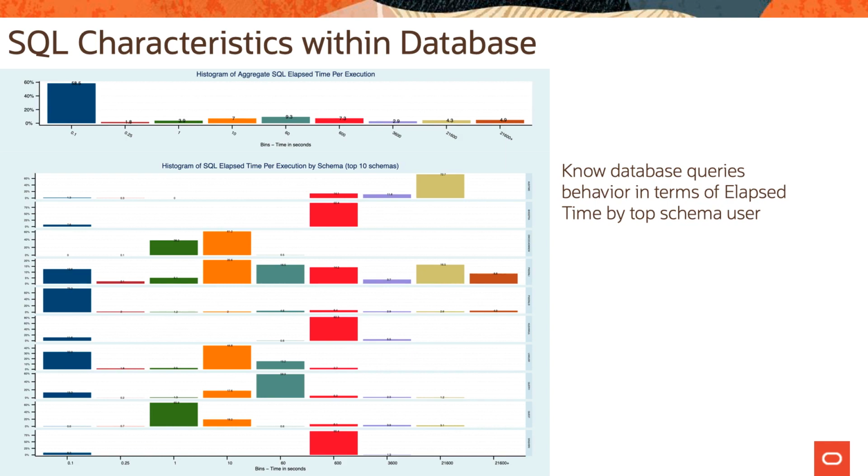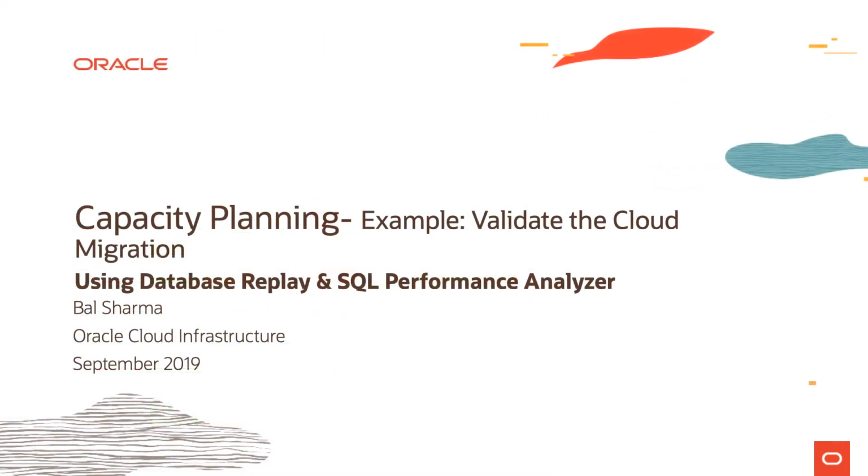So with all of this, the next module we are going to discuss is capacity planning, validating the cloud migration. Because now we know how to derive sizing for any new cloud migration, it is equally important to validate the cloud migration, and we need to do unit testing as well as load testing of the database.